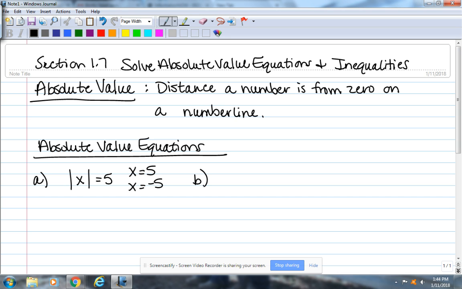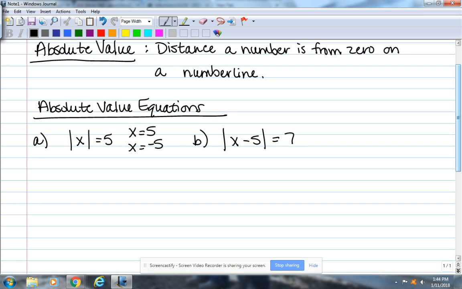Okay, so let's make it a little bit more difficult. Let's say the absolute value of x minus 5 equals 7. Now, we don't know what x is yet, but we're going to solve this equation. If this is the absolute value of something right here in these bars, it could be 7. That gets me that number.